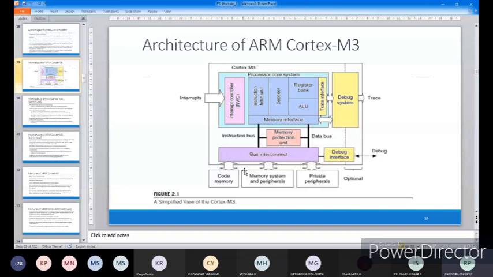This block diagram I will be sharing as a PPT to you. You can copy it from that. Now just focus on what you need to understand. When we say architecture, there are two types: Von Neumann architecture and Harvard architecture. What is the difference? In Von Neumann architecture, the memory will be outside. In Harvard architecture, the memory will be inside.